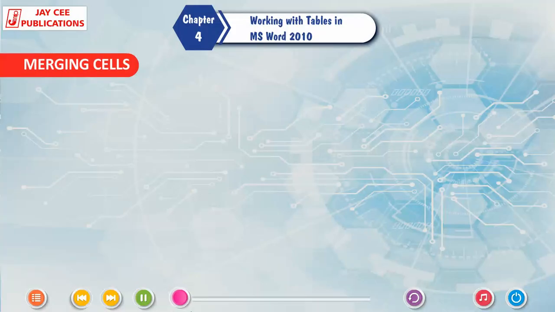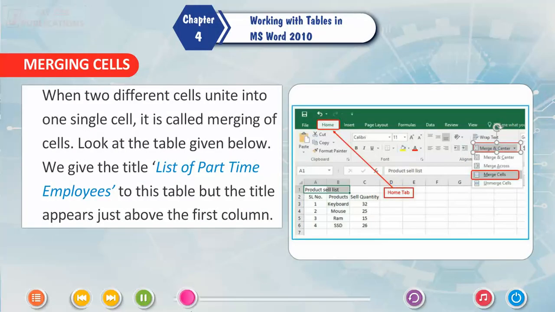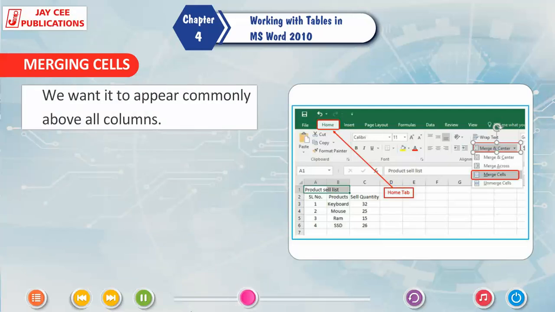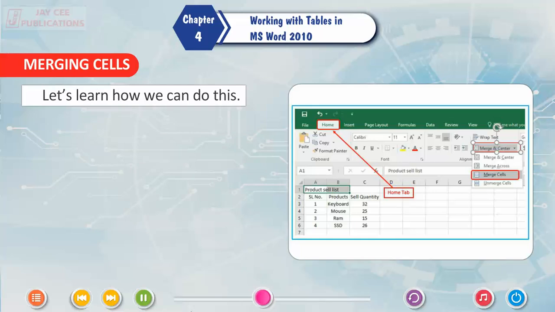Merging cells. When two different cells unite into one single cell, it is called merging of cells. Look at the table given below. We give the title List of Part-Time Employees to this table, but the title appears just above the first column. We want it to appear commonly above all columns. For this, we have to use the Layout option and then use the Group Cells option to do this.